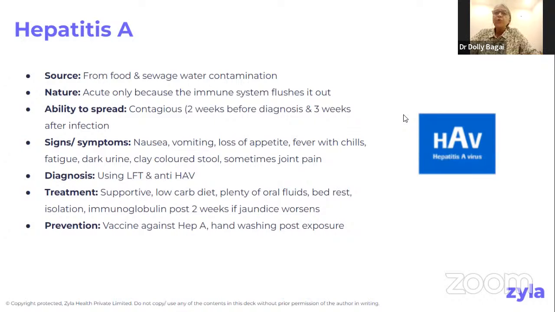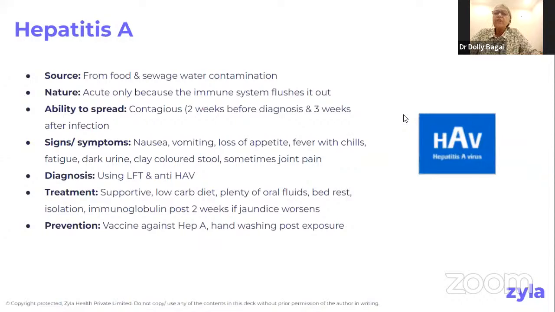And how will you diagnose hepatitis A? By using a liver function test and a viral marker, which is called anti-HAV. These are viral markers which pinpoint which virus has affected the liver. What is the treatment of hepatitis A? The treatment of hepatitis A is mainly supportive, because as I mentioned above, it is an acute disease. The immune system is going to flush it out.